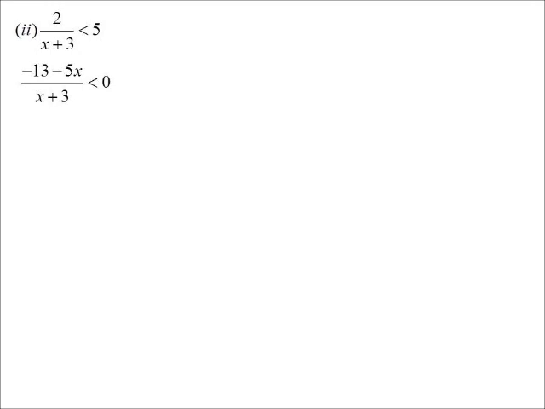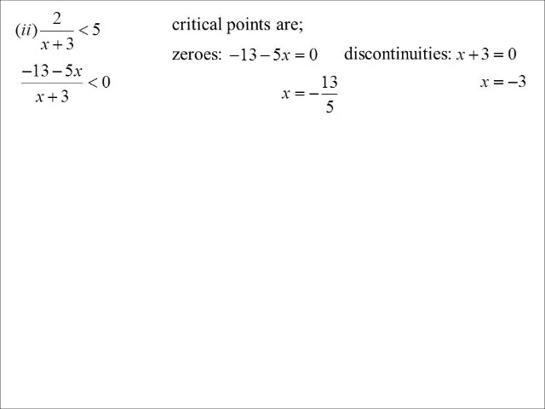The advantage of doing this is we're saying, I've got a fraction which is negative. So either the top of the fraction is negative, or the bottom of the fraction is going to be negative. Has to be one of the two. Because if the top was positive and the bottom was positive, well, it would be positive. If the top was negative and the bottom was negative, it would be positive. So the critical points, again, are what makes the top and the bottom of the fraction equal 0. So the top of the fraction is 13 on 5. Bottom of the fraction is minus 3. I found my two critical points.